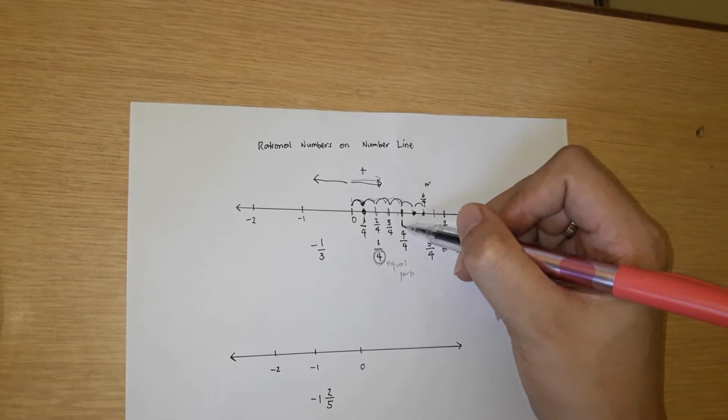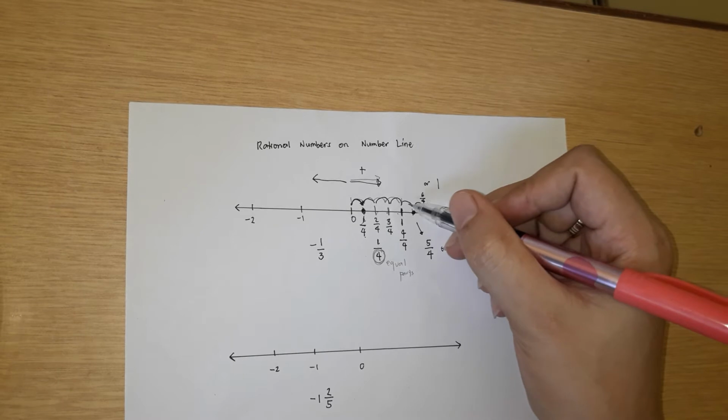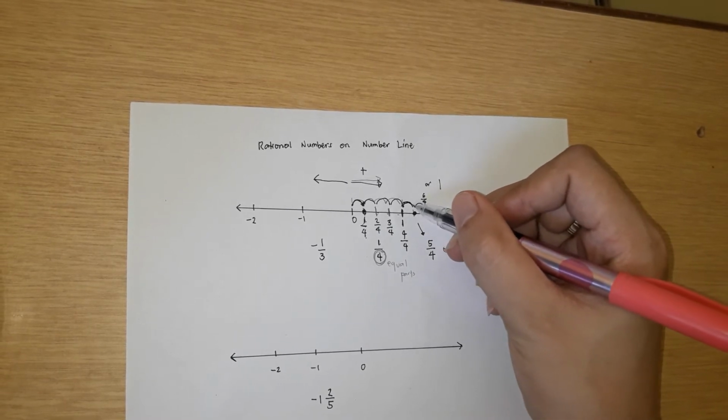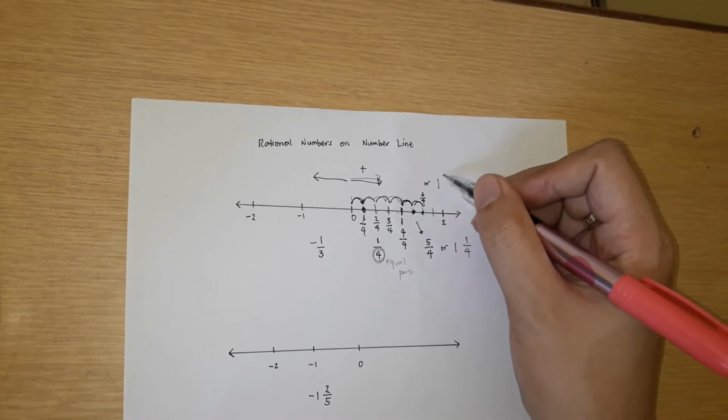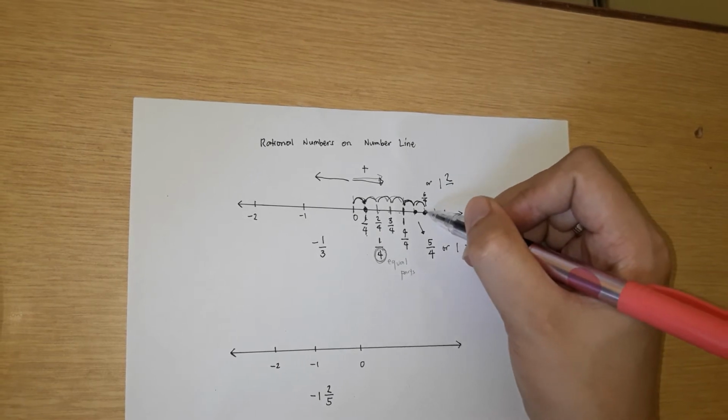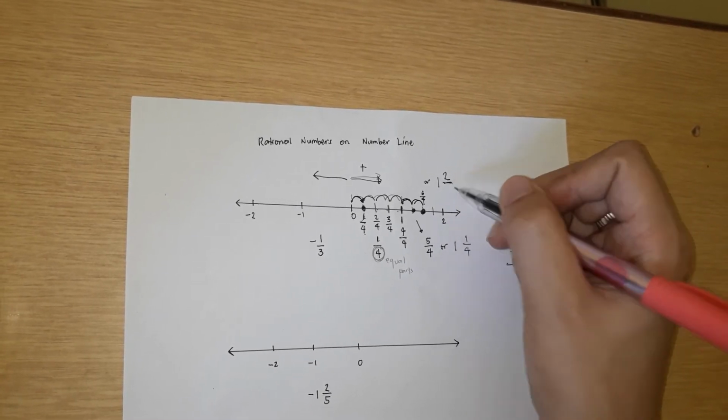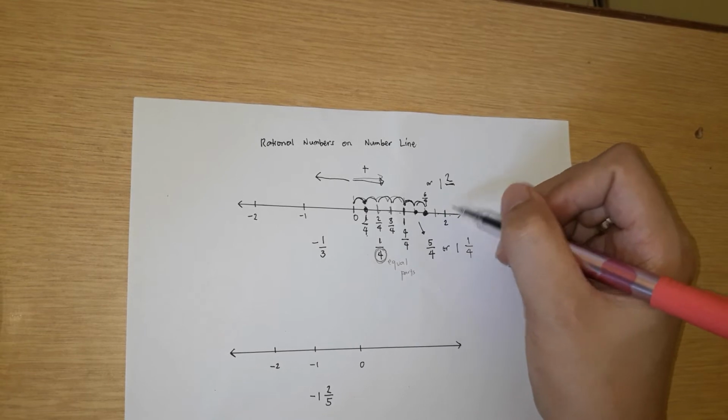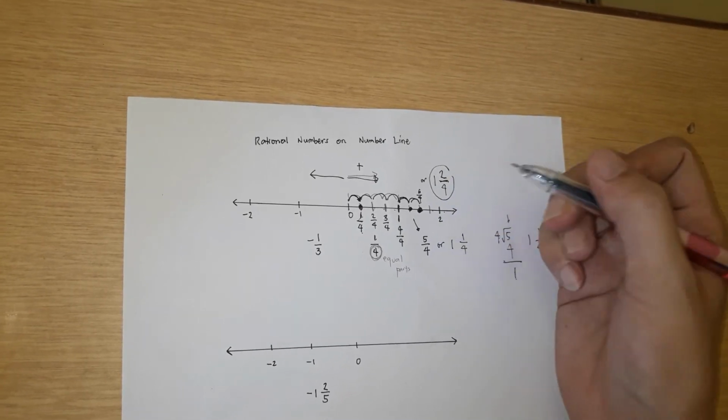Or this is 1. Alam na natin that this is 1. So from 1, ilang steps siya? 1, 2. 2 na step. Ito siya, 2 steps. How many equal parts do they divide? 1, 2, 3, 4, 4. So this is also 1 and 2/4.